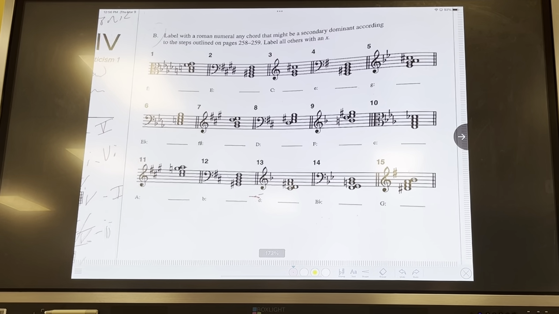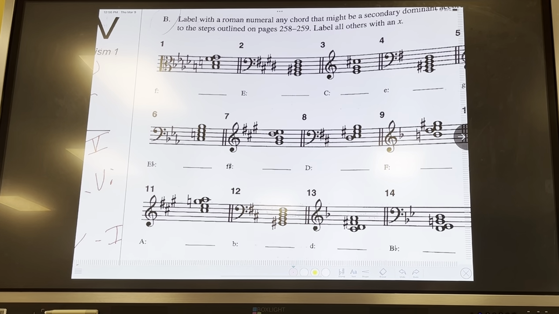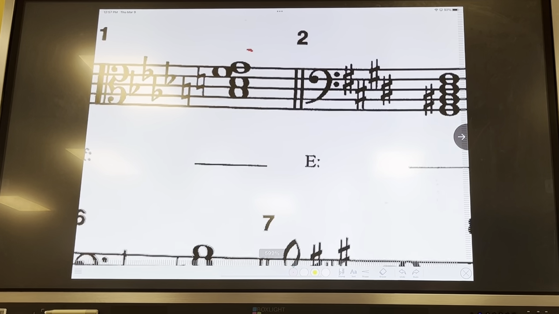Now we do this in reverse. We are given a chord and we have to figure out what it is the 5 of. Okay? So, let's do number 1 together. What is the chord that we have here? What's the root of the chord? G.